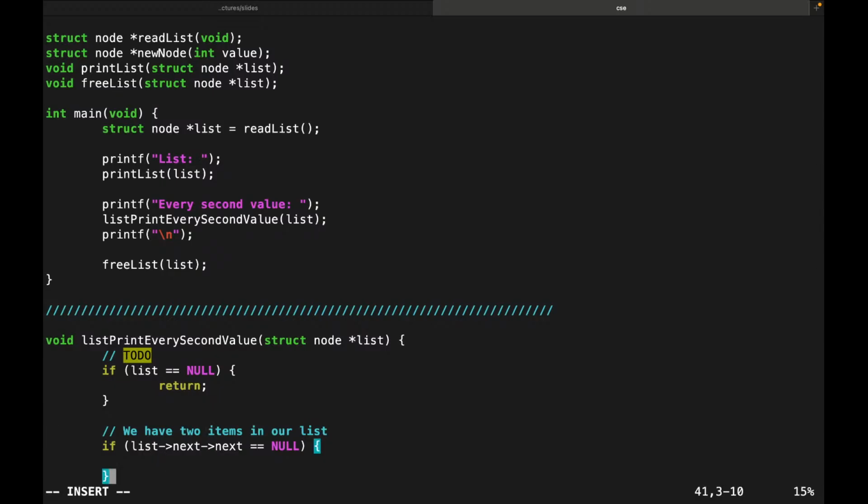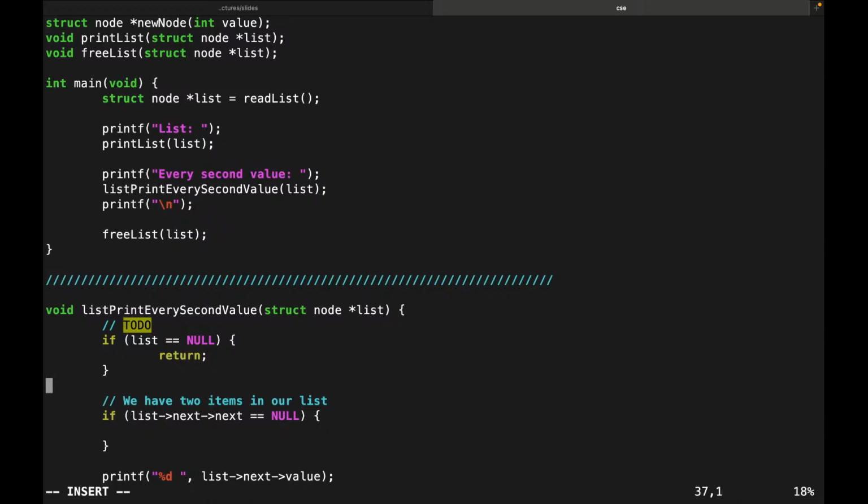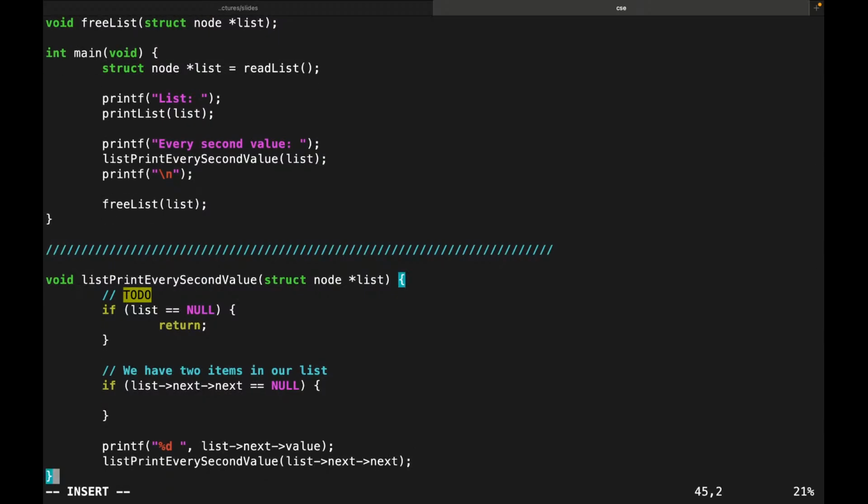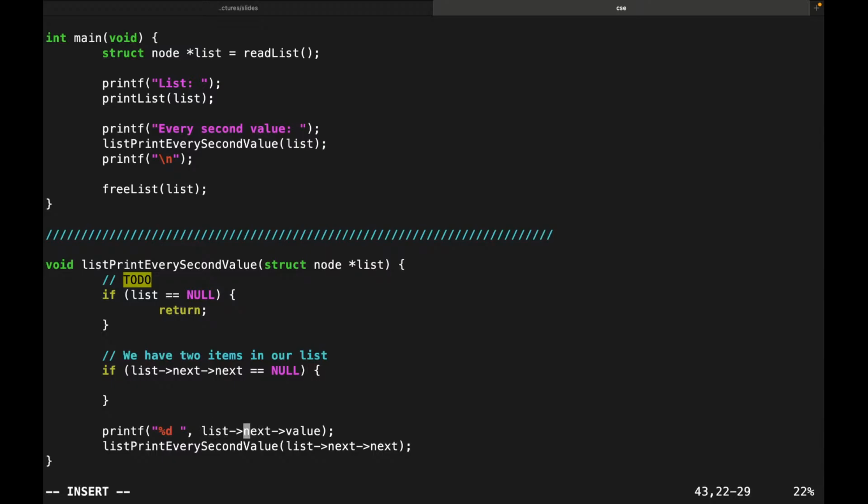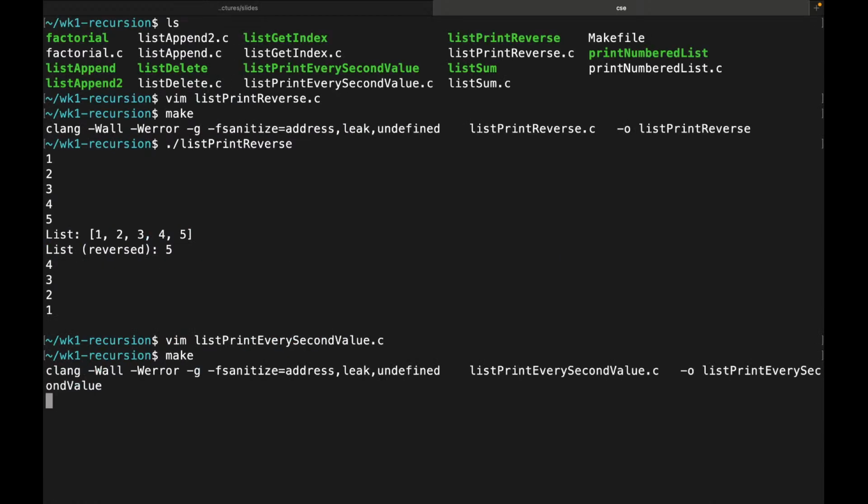Is there something else that we are missing? Yes, awesome. If list next is null, we've got to take into account what happens if we only have 1 value in our list. Because then list next is going to be null, and list next value is going to cause an error. So if we have 1 item in our list, then we've also got to return. Since we do the same thing under both of these if statements, you could combine them with an OR. So if list equals null or list next equals null, return. Okay, so let's try running this program.